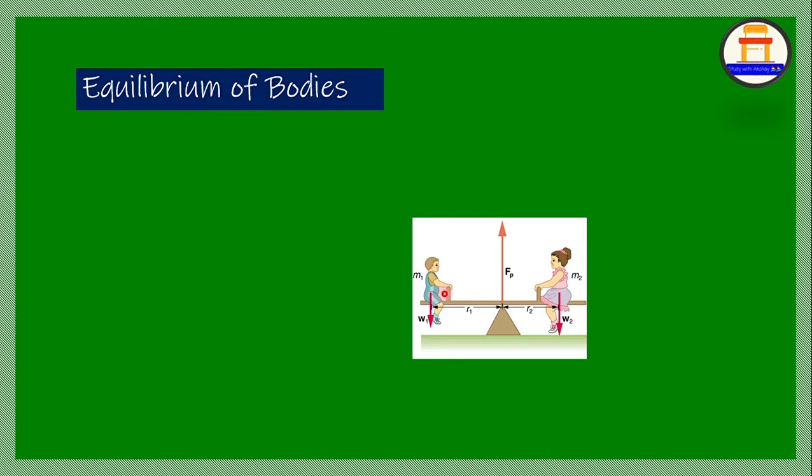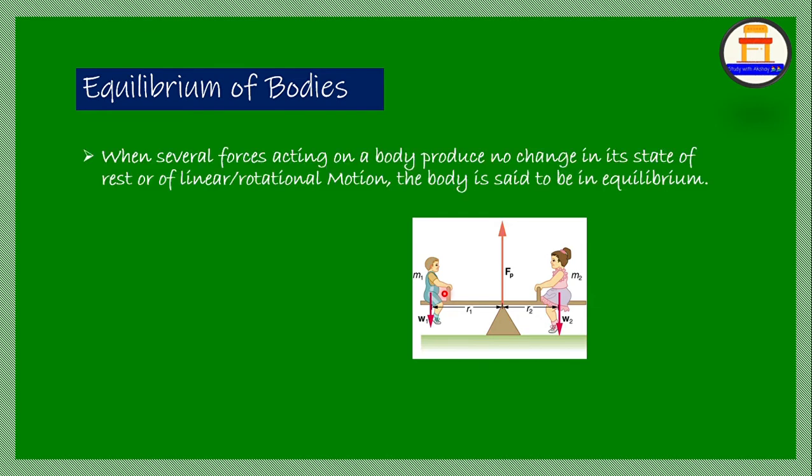If that is clear, equilibrium will be easier. Equilibrium: when they are balanced. Equilibrium in chemistry also means when they come to a balanced state. Here also, when they are in the balanced state, it is equilibrium. When several forces acting on a body produce no change in the state of rest or linear or rotational motion, the body is said to be in equilibrium.